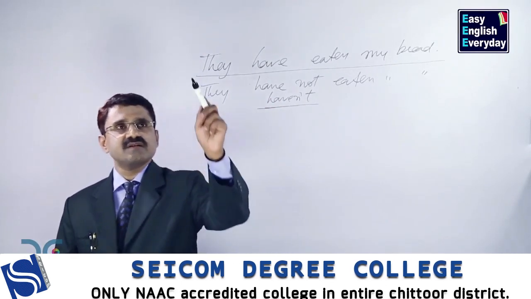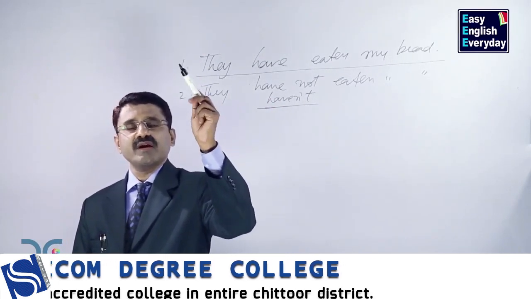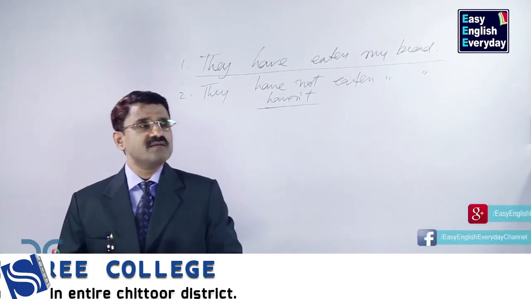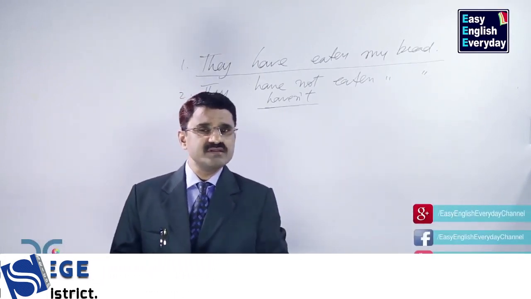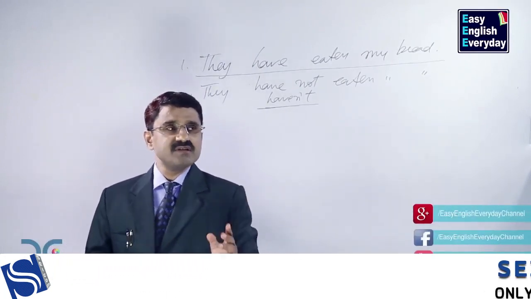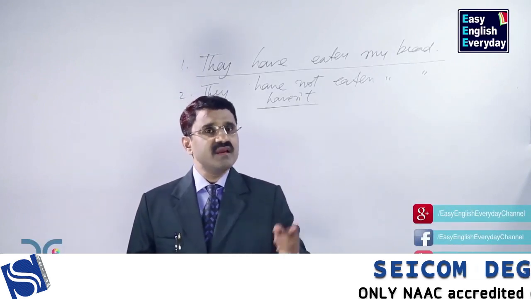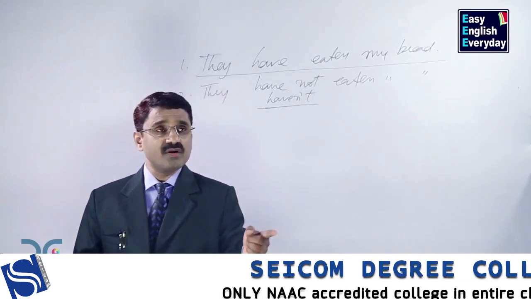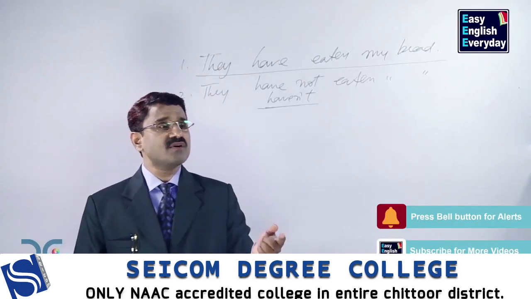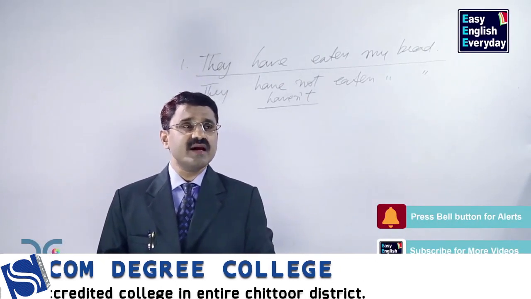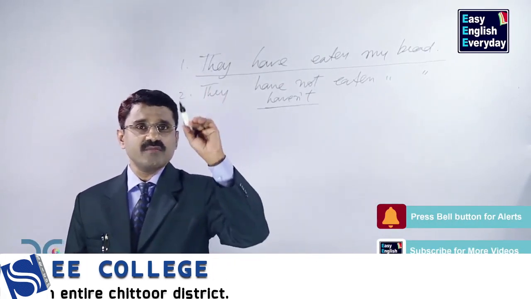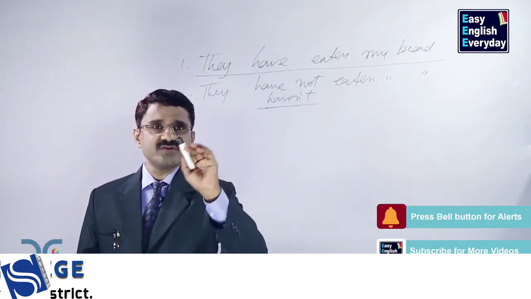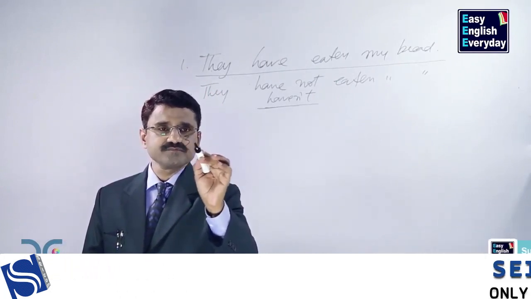Now repeat it loudly, as many times as possible. They have eaten, they have not eaten. They have eaten my bread, they have not eaten my bread. They have gone, they have not gone. They have seen, they have not seen. They have taken, they have not taken. Affirmative form, negative form. Now let us talk about the question forms.